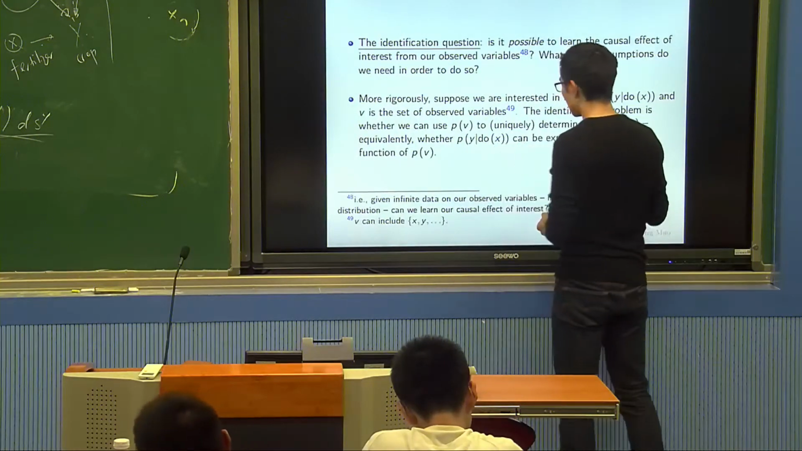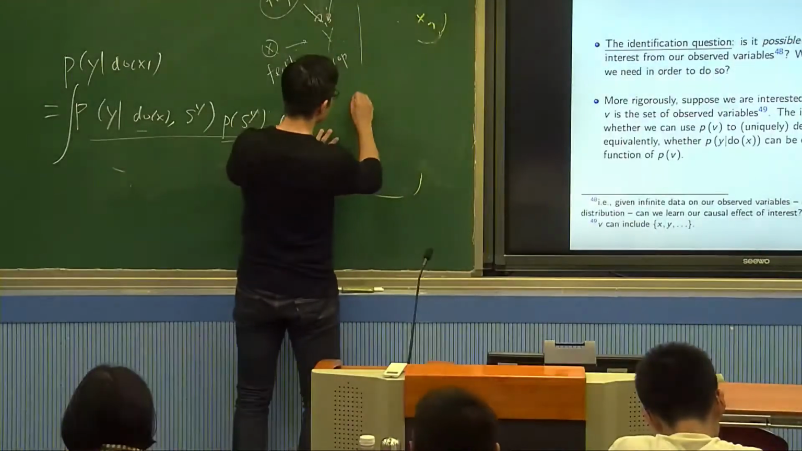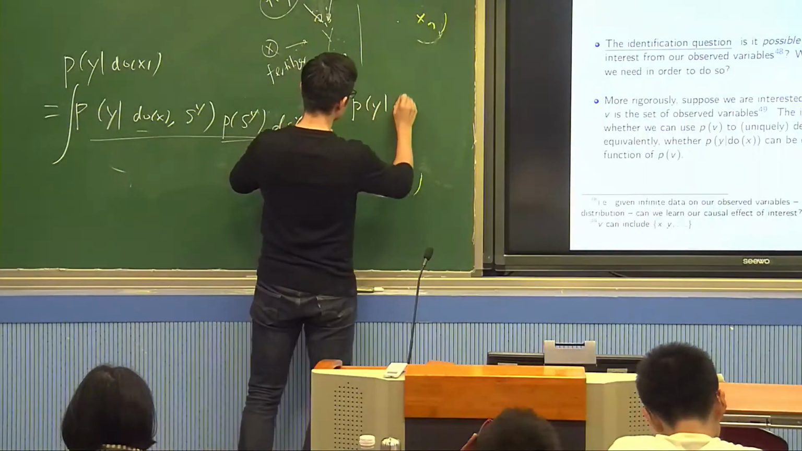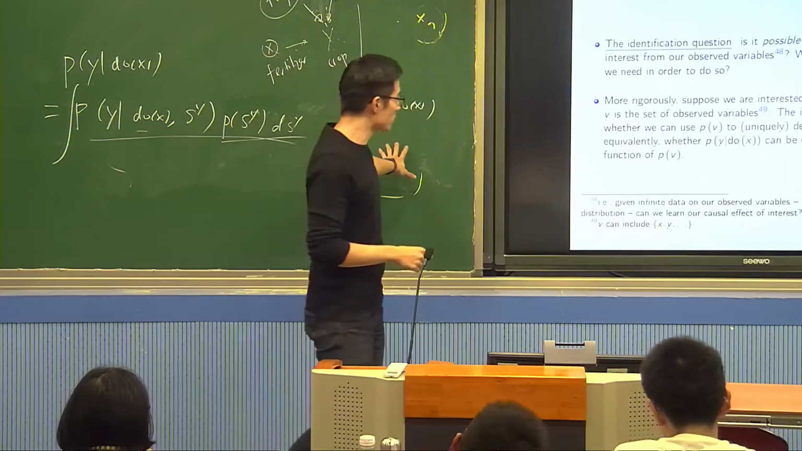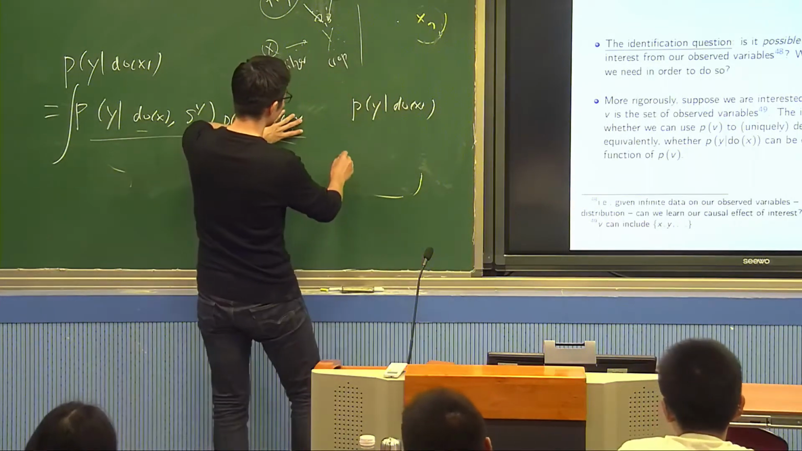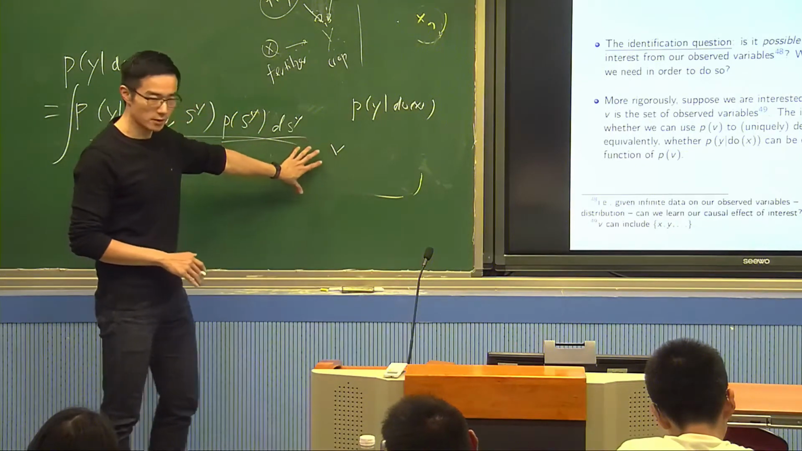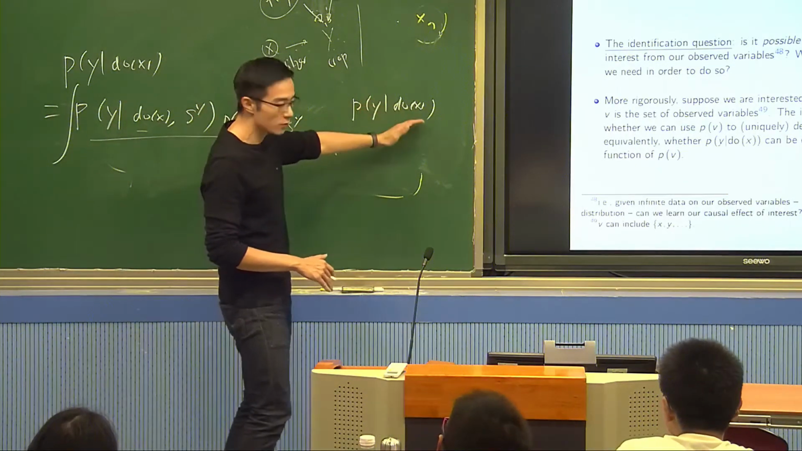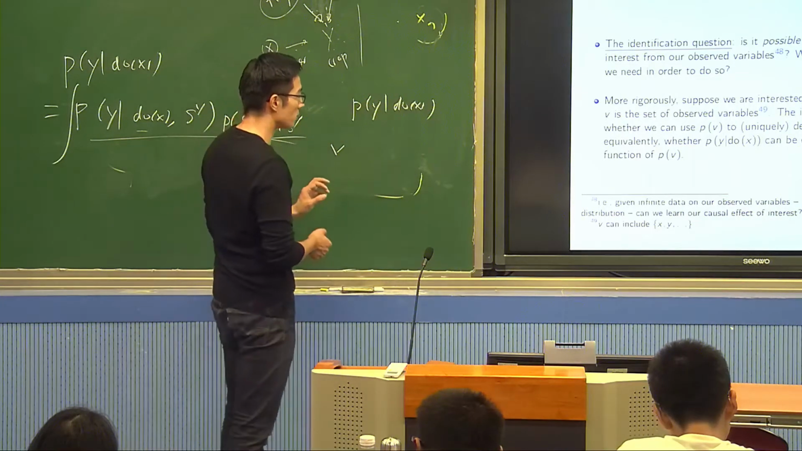All right. Now another way to put it is this: we are interested in learning P(y | do(x)). This is our goal. This is the causal effect we're interested in. However, we only observe V. Our observed variable is V. This V can include x, can include y, can include many other variables, but this is my observed variable.